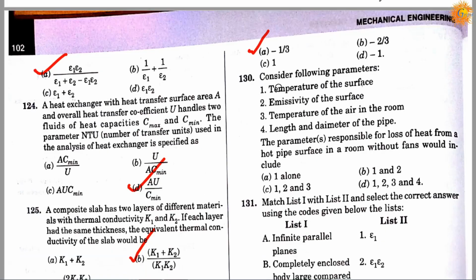Question number 130. Consider the following parameters. First, the temperature of the surface. Second, the emissivity of the surface. Third, the temperature of the air in the room. Fourth, the length and diameter of the pipe. The parameters responsible for loss of heat from a hot pipe surface in a room without fans would include: option A, 1 alone. Option B, 1 and 2. Option C, 1, 2 and 3. Option D, all of them. So the correct answer is D. It means all these parameters are responsible for loss of heat from a hot pipe surface in a room without fans.